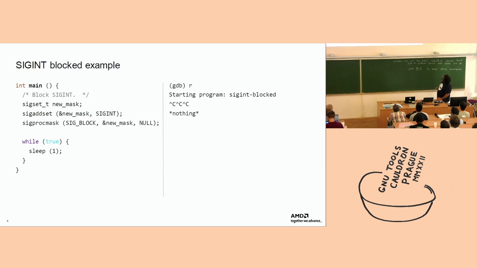All right. This is a contrived example of a program that just blocks SIGINT with sigprocmask. It builds a mask with SIGINT and then uses this system call to tell the kernel, I don't want to see those signals. And you run this on GDB, and this is what happens: basically Ctrl-C and then nothing. This is what I was describing before.